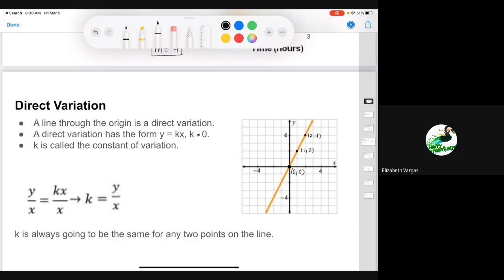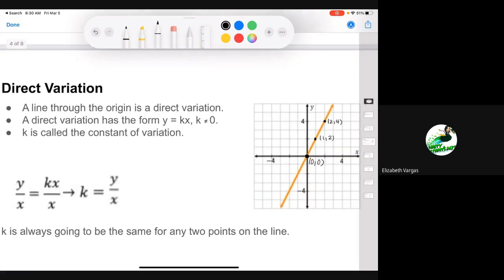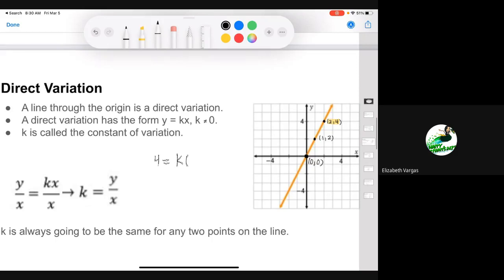Okay, so for direct variation, what we're basically trying to identify is how y interacts with x. So for example, I'll use this one, the (2, 4). So 4 equals k times 2. So basically what I did was input my x and y, and now I can isolate k. So k is 2. So basically, whenever I multiply an x value by 2, I get my y.